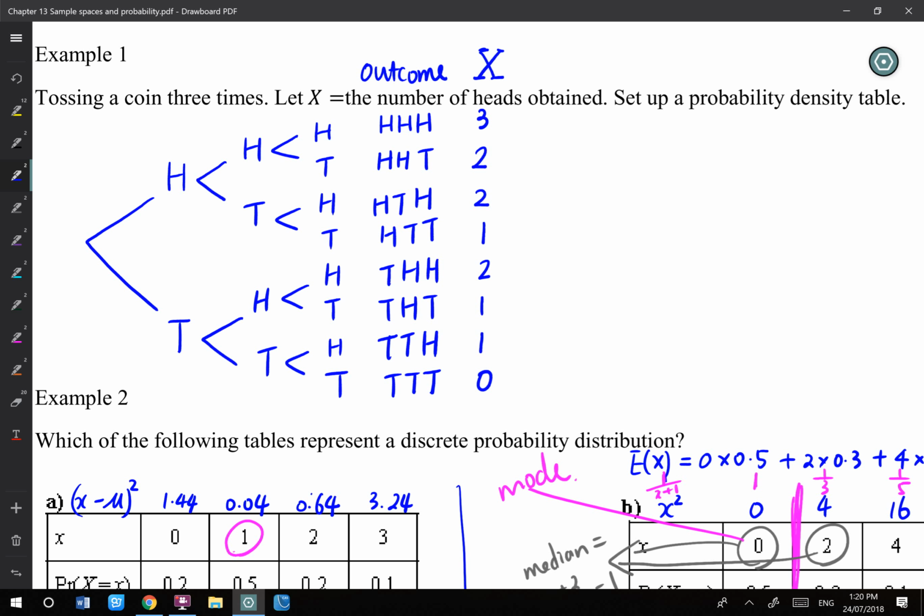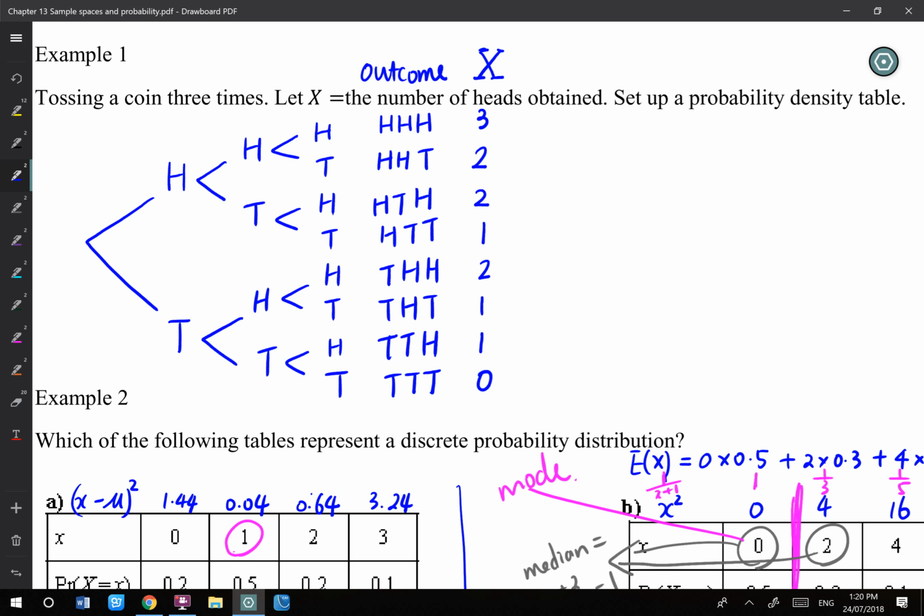Why is it called a random variable? First of all, it's a random outcome. I do this 3 times, that's a random experiment. Second, the variable is changing, it's varying. X does not always take 3, or always take 2. It's changing from 0 to 1 to 2 to 3, depending on the different outcomes you get.